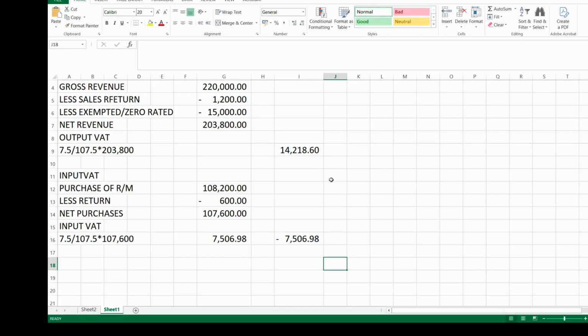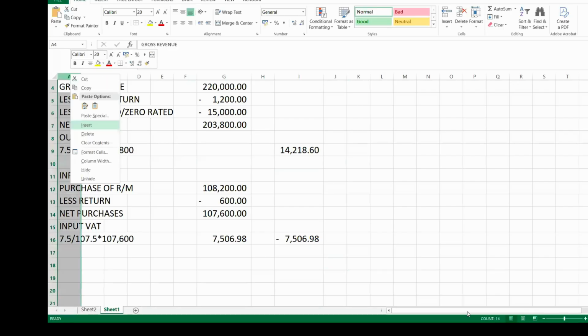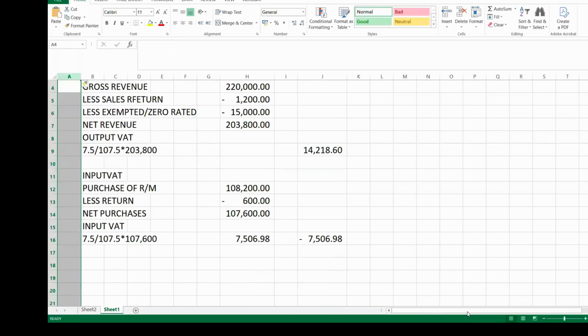When our input VAT is more than our output VAT, what do we have? Now, when our output VAT is more than input VAT, what do we have? VAT payable. And what will happen if your input is more than output? What do we call it? VAT refund.